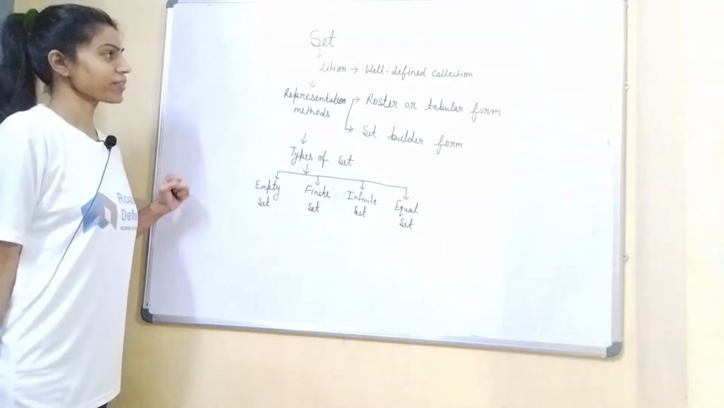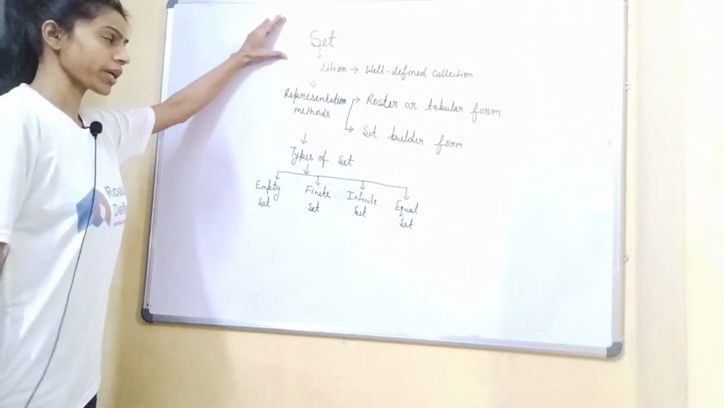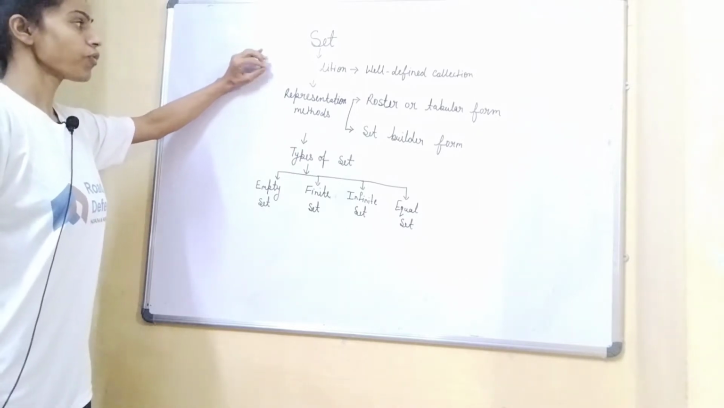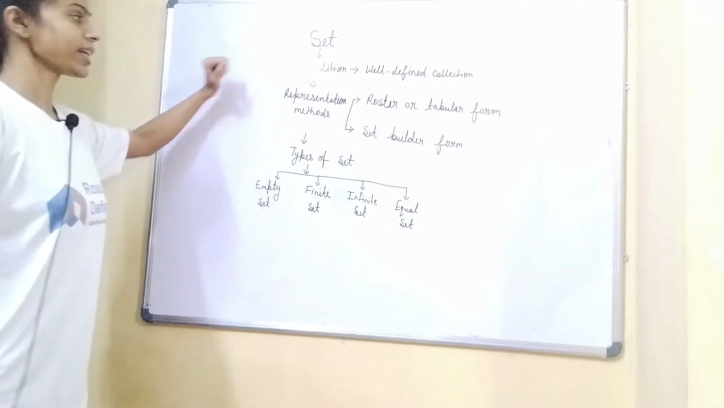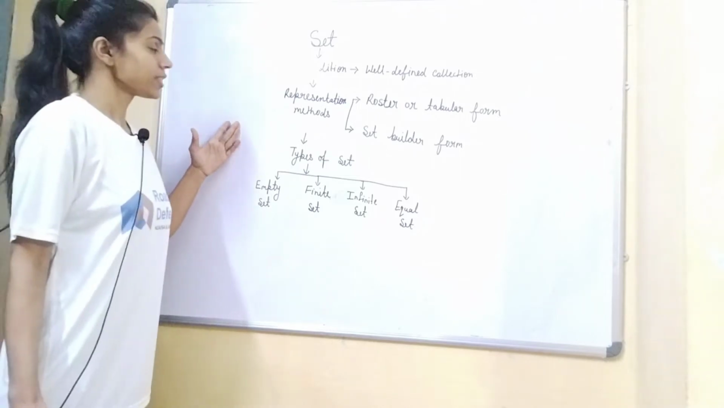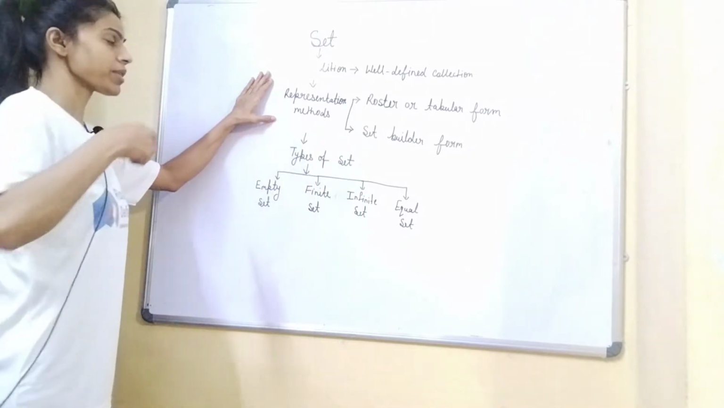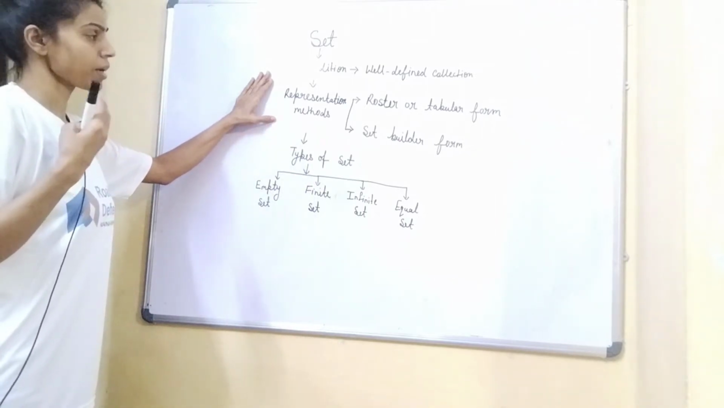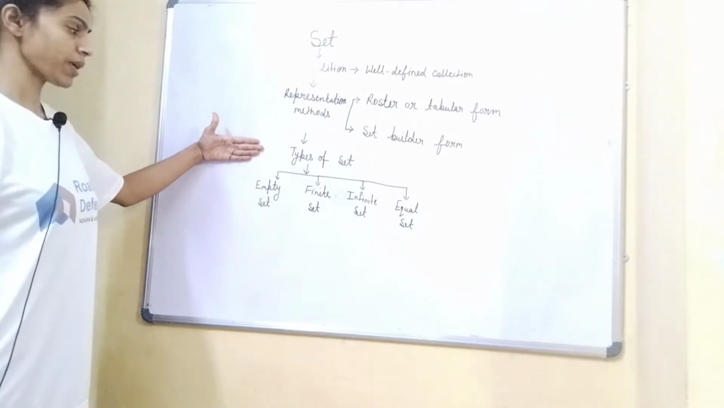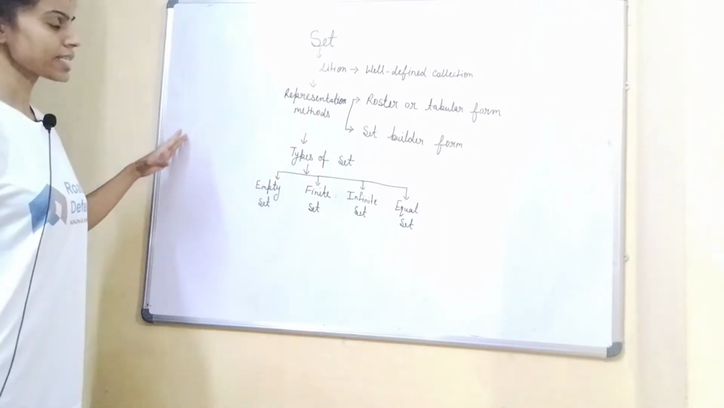So let's start with today's topic. Its name is set, and in this first I will explain what is a set, then I will explain the conditions which are required for making a set, or you can say the conditions by which we can say that this is a set or this is not a set, right? After this I will explain the ways in which we can represent a set, or you can say the representation methods of sets. And at last I will explain types of sets. So in today's class I am going to cover these topics.